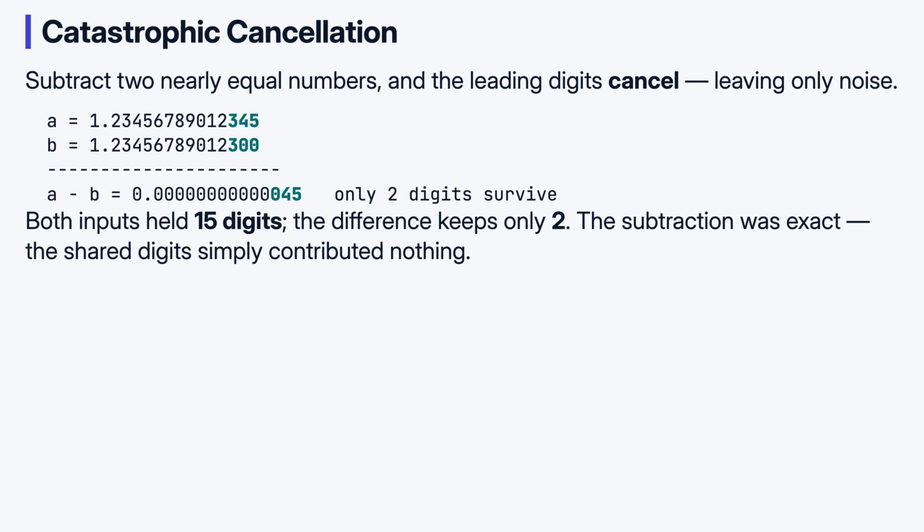The subtraction itself was perfectly exact. That is the cruel part. The inputs already carried tiny rounding errors in their low digits, and after cancellation, those low digits are all that is left. The fix is to restructure the math so you never subtract two nearly equal values.